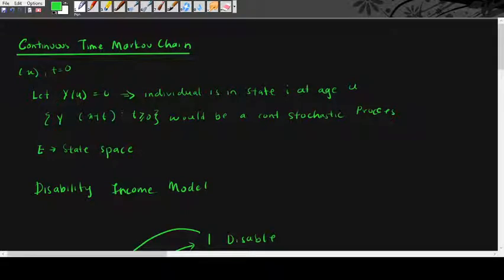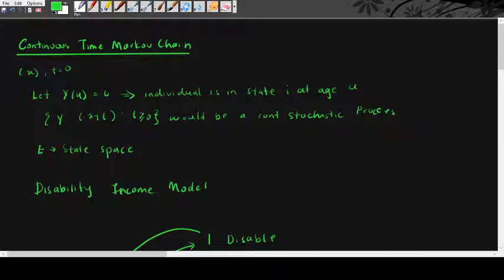We are going to look at the continuous time Markov chain. Consider an individual is healthy at time t equals 0. At any t, life can only be in one and only one of many states. For example, if life is in state 0 at time t, life cannot be in state 1 or state 2 at time t, and vice versa. Let Y_u equals i be the individual is in state i at time u. Then we can say that Y_{x+t} for any t greater than 0 is a stochastic process. Let E also be the state space for these situations.